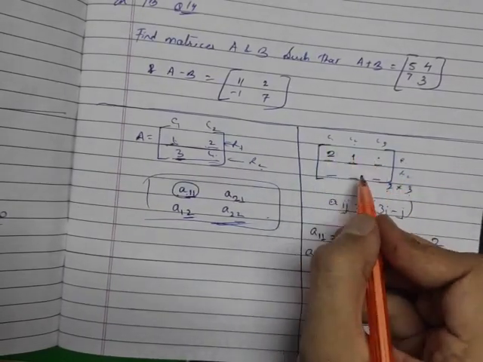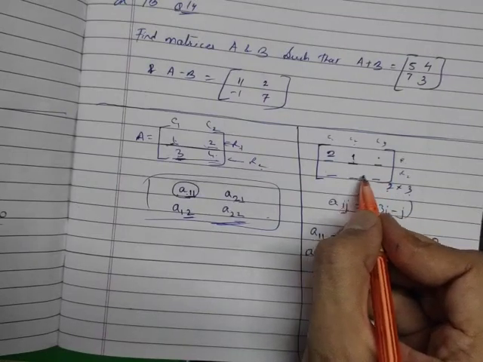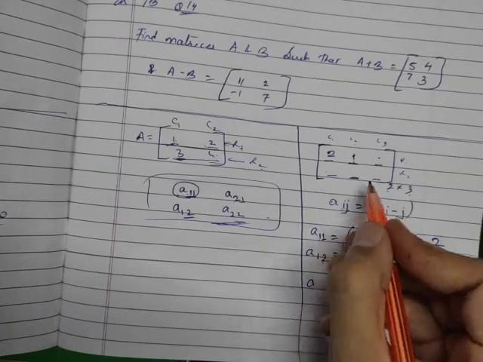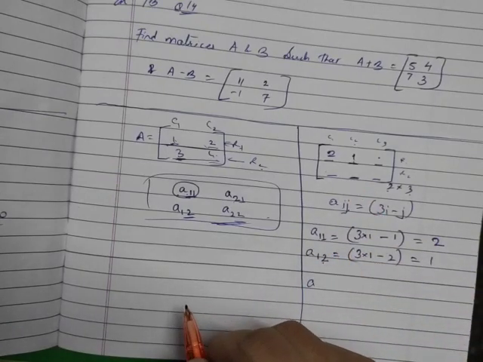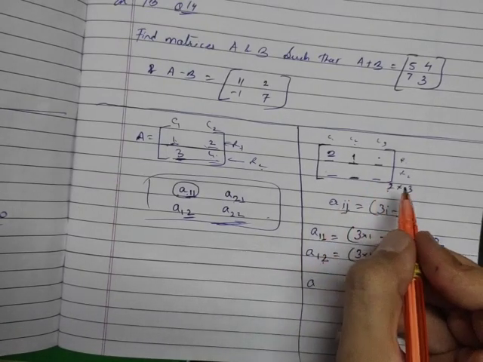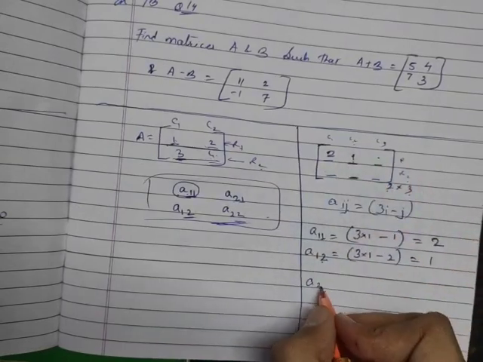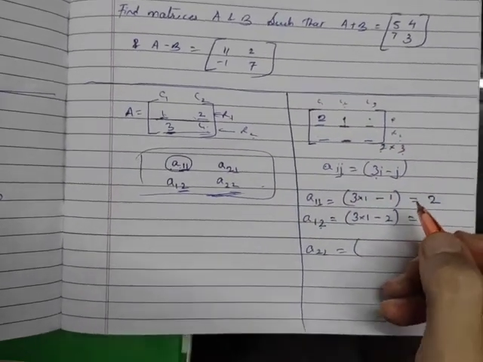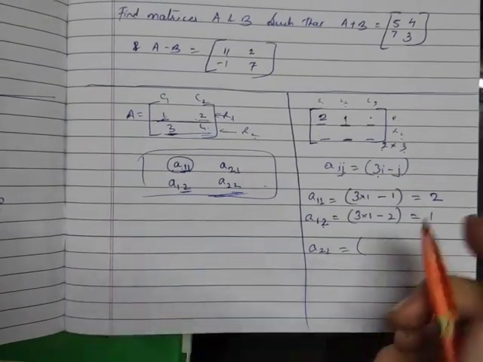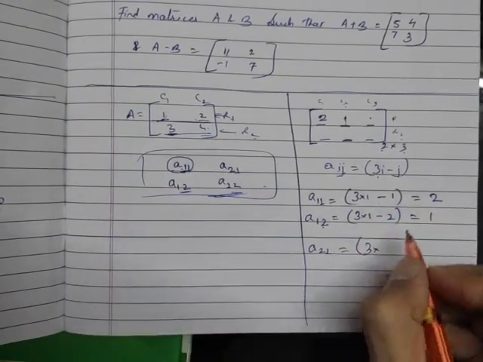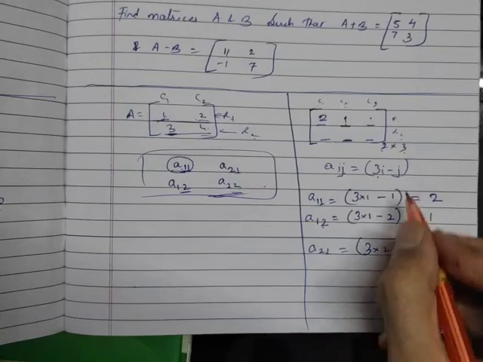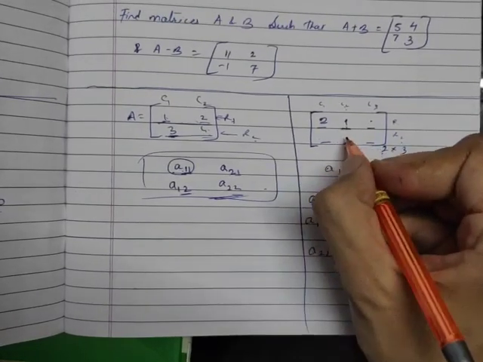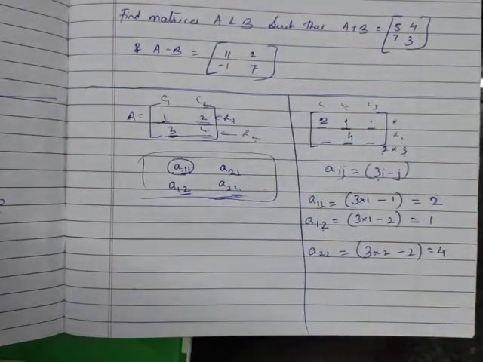Let's randomly pick one more. Say, for example, I'm talking about this. So tell me the position. Can I say it is second row, second column? 2, 2. Let's put the values as per the formula or the condition. So I would say it is nothing else but 3 into i here is 2 minus j here is 2. That becomes 6 minus 2. Answer is 4. So this is 4 and so on.